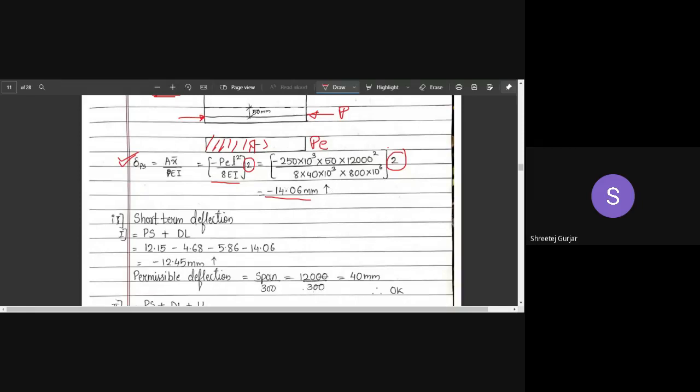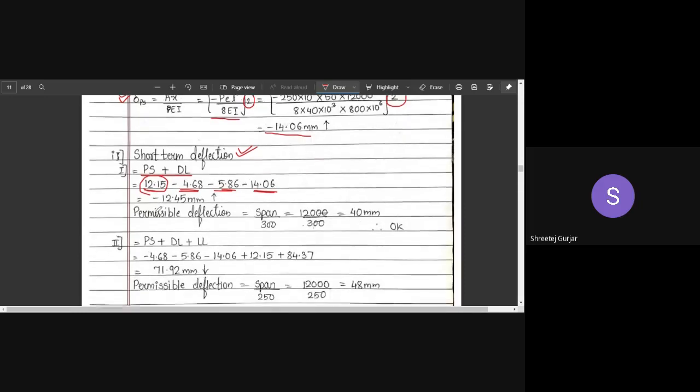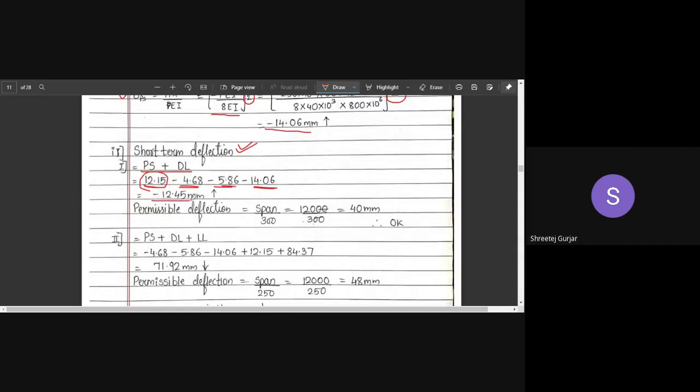Okay, so we have found out all the things required to calculate short-term deflection. So it is deflection due to pre-stress and deflection due to dead load. Deflection due to pre-stress for 3 cases: this is due to cable number 1, cable number 2, cable number 3 and 4. This is due to dead load. Use whatever sign you have got after you solve. So the total deflection after short term is minus 12.45. It is denoting that it is upward deflection.